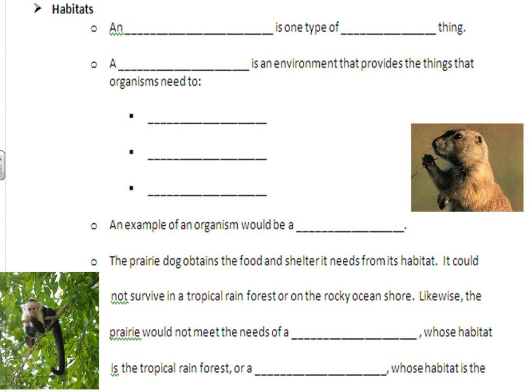Okay, today we're going to be talking about living things in their environment. And one of the first things that we're going to be talking about is their habitats. The first thing you're going to need to know is an organism is one type of living thing.